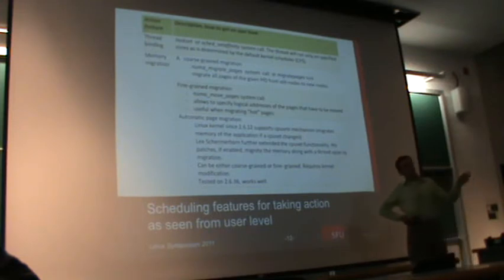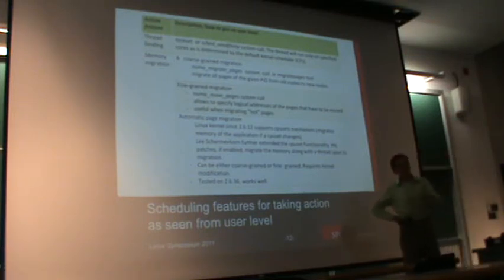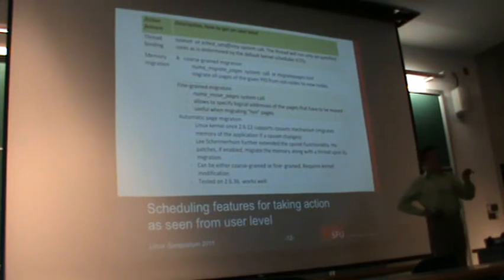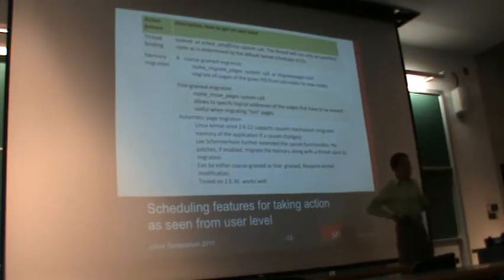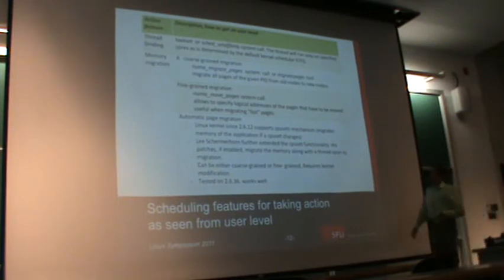And then if some memory was allocated on the memory node local to core 2, which you removed from the CPU set at a later point in time, this memory will be automatically moved to the memory nodes local to cores 6 and 7. So this eases your job in a way. Then Lee Schermerhorn, I believe I spelled his last name correctly, further extended this CPU set functionality. His patches, if enabled, migrate the memory along with the thread upon its migration.